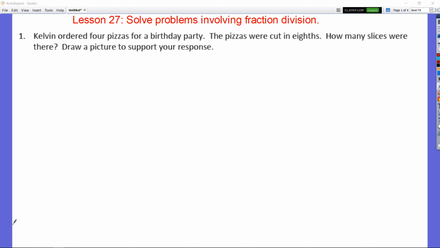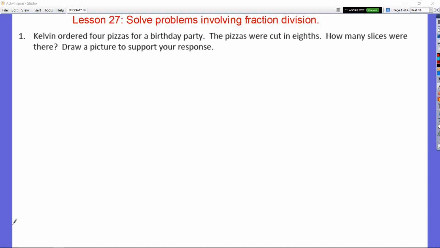All right, lesson 27. We are going to solve problems involving fraction division. So let's take a look here. Kevin ordered 4 pizzas for his birthday party. The pizzas were cut into eighths. How many slices were there? Draw a picture to support your response.